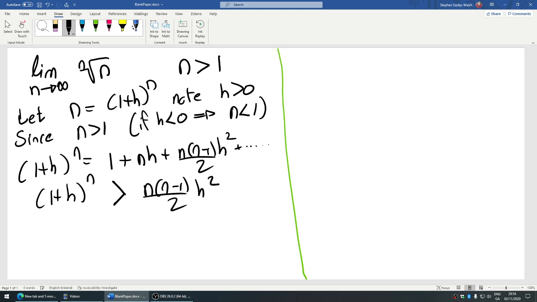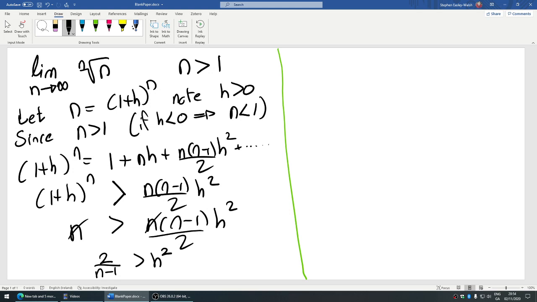But we're saying (1 plus h) to the power n is n, so we get n is more than n(n minus 1) over 2 h squared. Cancel the n's here, and we have 2 over n minus 1 is more than h squared. Square root of 2 over n minus 1 is more than h, which we're saying is more than 0.